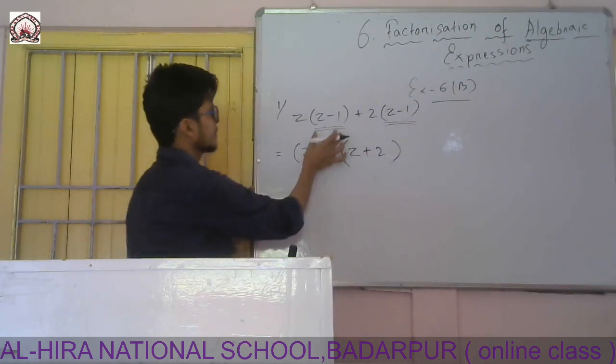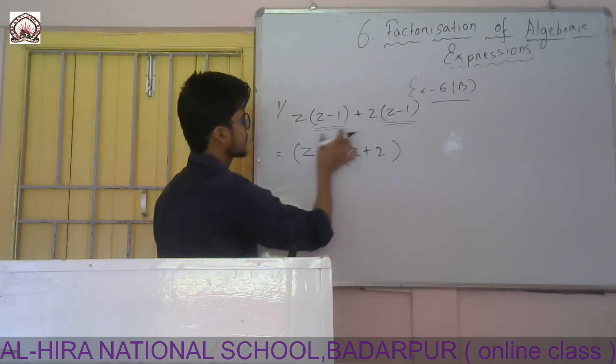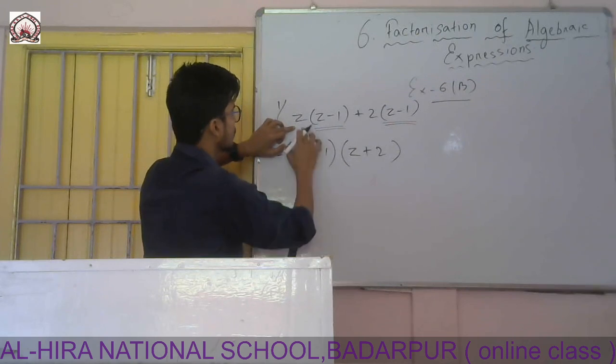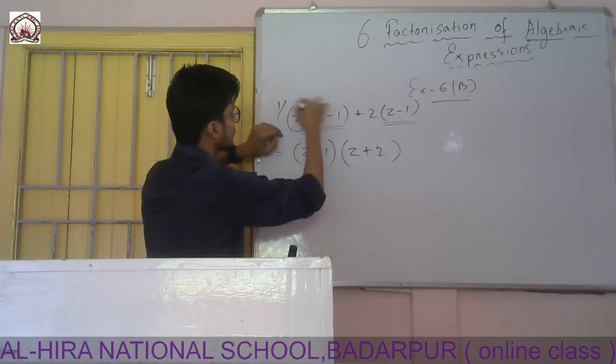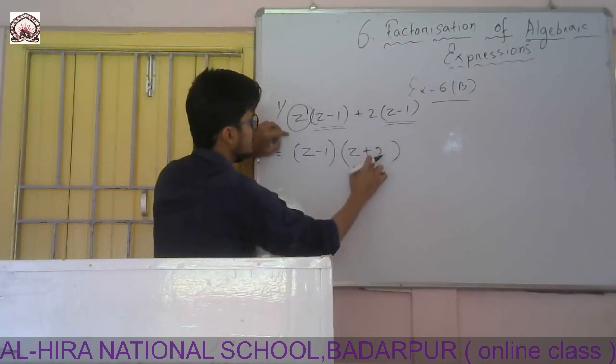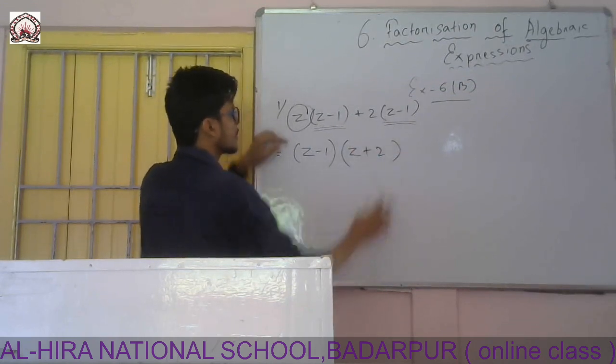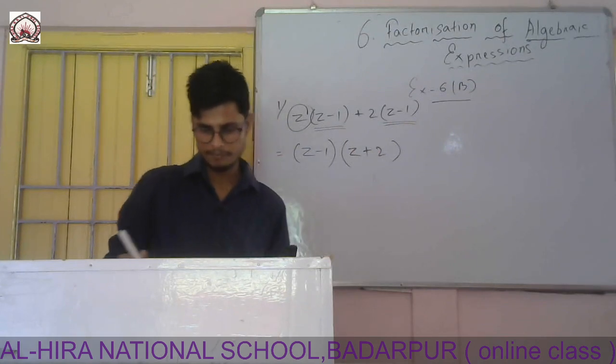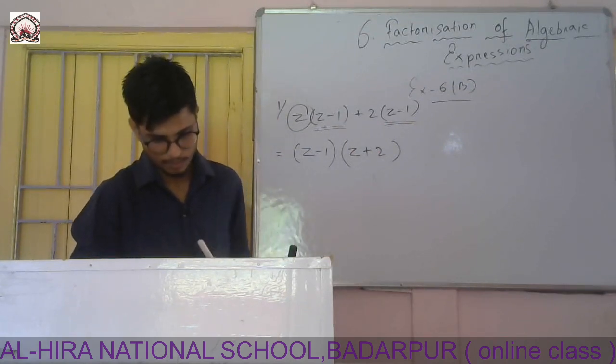Finished. This term is common in both the cases. Z minus 1, I wrote it here. After taking this out, here only z is left, so I wrote it here, and there is a plus sign, so plus, and there is 2 left, so I wrote 2. Z minus 1 into z plus 2. So these are the factors of question number 1.